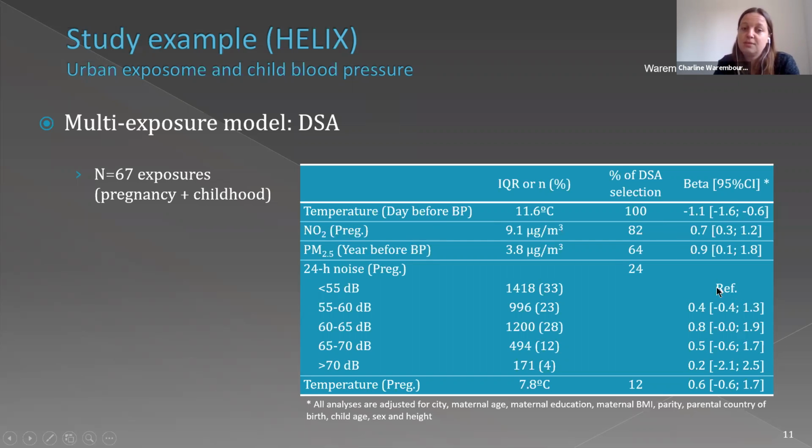Higher blood pressure in association with higher exposure to noise, even if we don't really see a clear dose response trend. And finally, also an association between higher temperature during pregnancy and higher blood pressure at 4 to 5 years old. And all these analyses were adjusted for a set of covariates, as in the ExWAS.